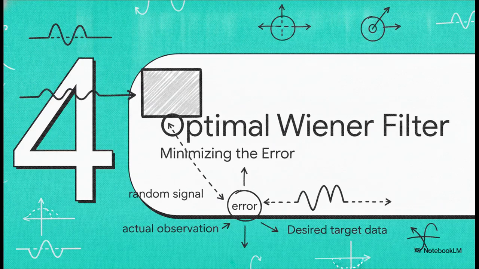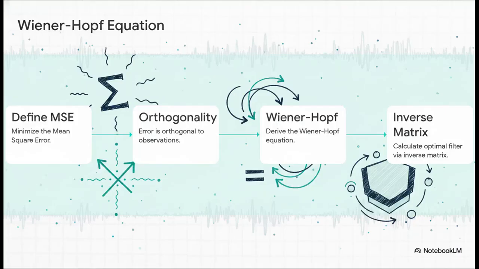Next up, Section 4, the optimal Wiener filter, minimizing the error. This right here is the ultimate mathematical pursuit. We're looking for the absolute perfect filter. Let's trace this equation-by-equation derivation. Our goal is to minimize the mean square error, or MSE, between our observation and our desired target.